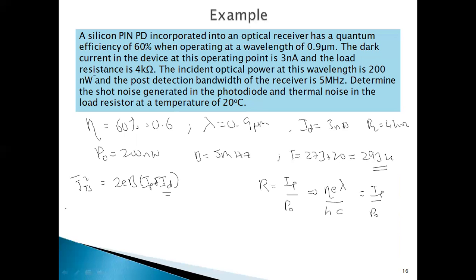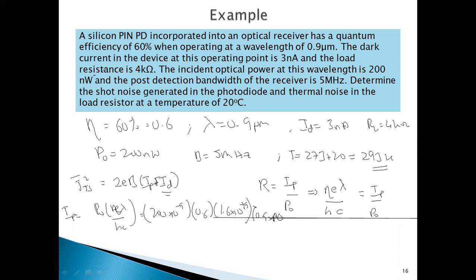Okay, so based on this, IP shall be equal to P naught multiplied by eta E lambda over HC. So we have P naught is 200 nanowatt, times 10 to the negative 9, multiplied by eta, which is 0.6, multiplied by E, which is 1.6 times 10 to the negative 19, yeah? And lambda is 0.9 times 10 to the negative 6.